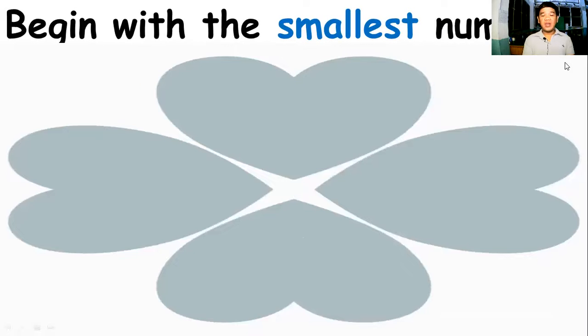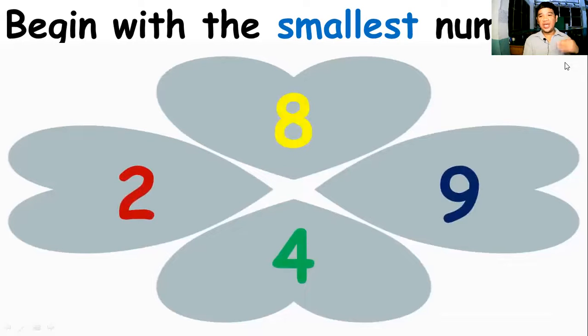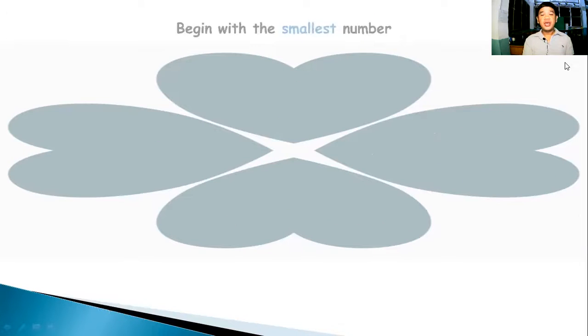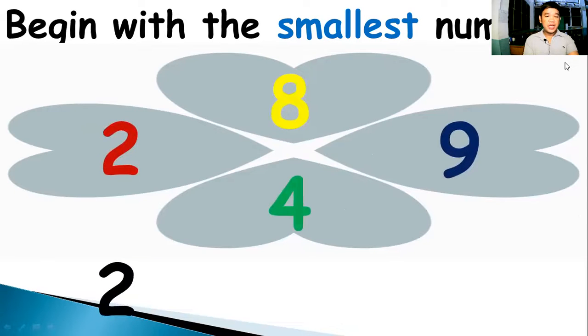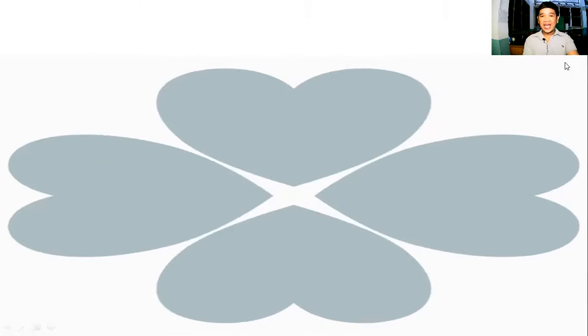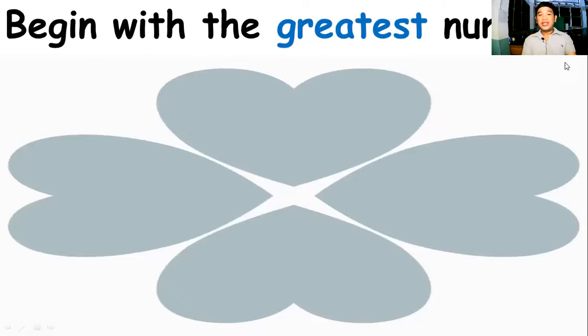Now, begin with the smallest number. Again, we are going to arrange the number, begin with the smallest number. And then our smallest number is 2, next is 4, and then next is 8, and then next is 9. Okay, so now this time let us begin with the greatest number, meaning to say we have to arrange the number from the greatest to lowest.